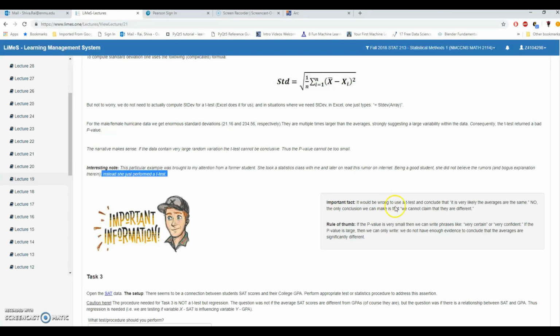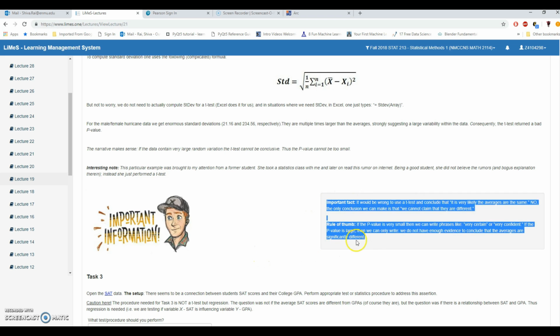Important fact: it would be wrong to use a t-test and conclude that it is very likely the averages are the same. No. The only conclusion we can make is that we cannot claim that they are different. So for bigger p-values, we cannot claim they are different. As a rule of thumb, if the p-value is very small, we can write phrases like very certain or very confident, but we cannot say absolute truth or absolute false. If the p-value is large, we can only write that we do not have enough evidence to conclude the averages are significantly different. Please mark this highlighted part, as we'll need it again and again.